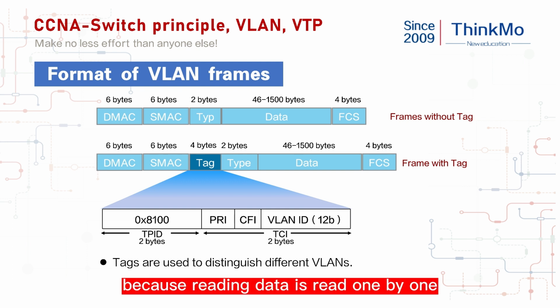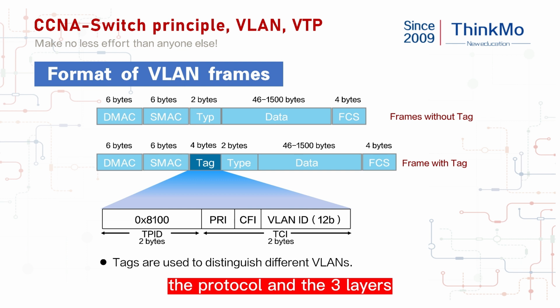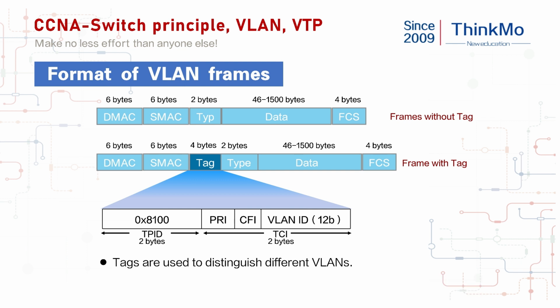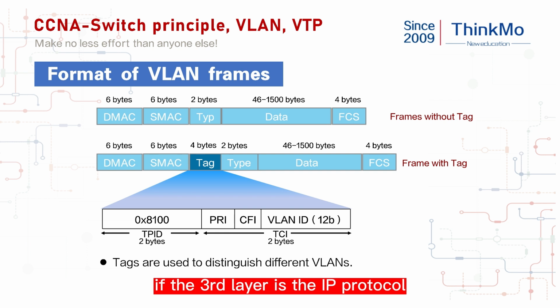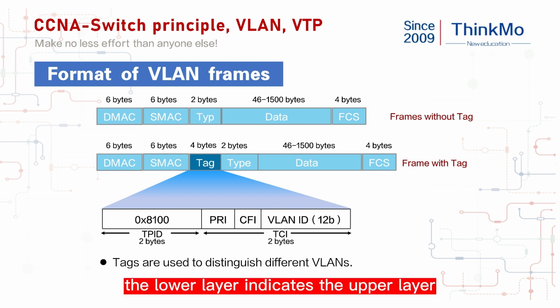Because data is read one field at a time, including the type in the second layer we studied, and the protocol in the third layer. They all point out what the upper layer is. After reading the second layer, if the third layer is the IP protocol, the fields in the IP header are read one by one, according to the rules. So we often say that the lower layer indicates the upper layer, and serves the upper layer.